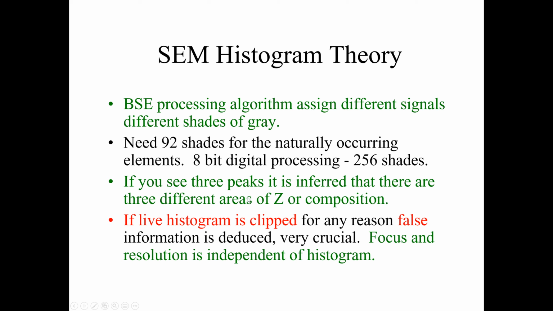What's important about it are the two things here in green. If I'm looking at a backscatter image and I see 3 different shades, or if I'm looking at the raw histogram and I see 3 peaks, it is inferred that there are 3 different areas of chemical composition in it. Now, if the histogram is clipped, or for any reason wrong information can be deduced, that is very critical. Focus and resolution are independent of the histogram. I'll show you what I mean by this.